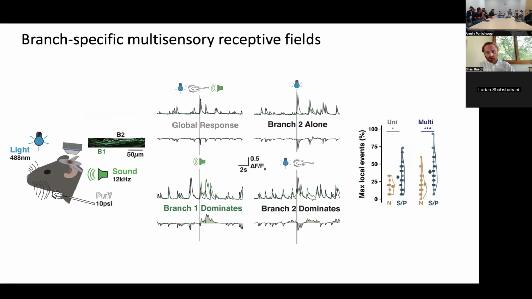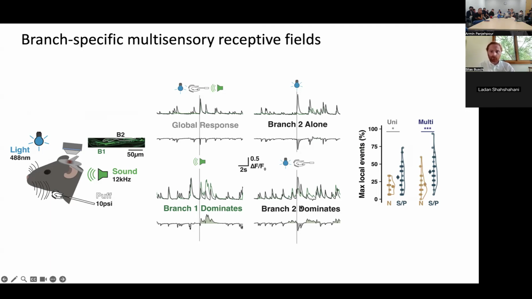And so what we can observe, so these traces are the two branch signal from this cell for different kinds of multisensory stimuli combinations. And the way I've broken it out is to show you what different kinds of responses could look like. So this is a global response where both branches were strongly responsive to this combination of all three sensory inputs. This one is the most robust case where a single branch responded to this light modality and the other does not.